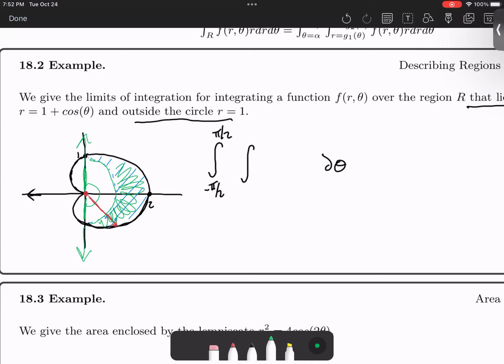Now my radius, think about this red vector right there. It enters your region of integration when r is equal to 1. So that's your minimal r value. And it exits your region of integration when r is equal to 1 plus cosine of theta, right? Because this curve right there is the cardioid 1 plus cosine of theta.